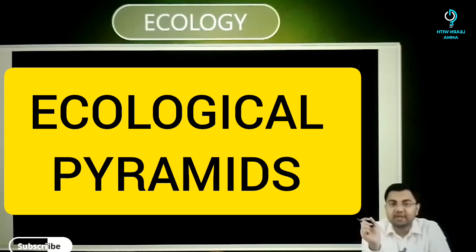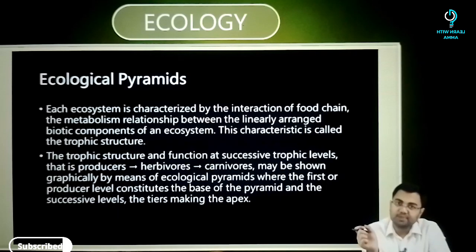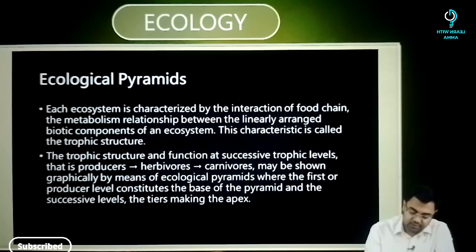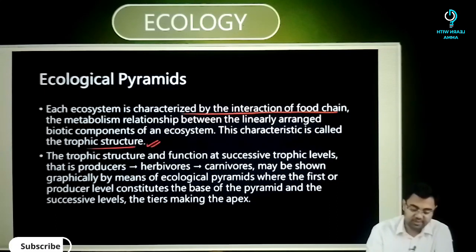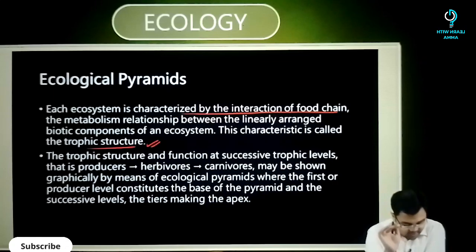The next topic that we need to discuss is ecological pyramids. What are ecological pyramids? First of all, each ecosystem is characterized by the interaction of food chain, the metabolic relationship between the linearly arranged biotic components of an ecosystem. And this characteristic is called trophic structure, something that we just discussed.